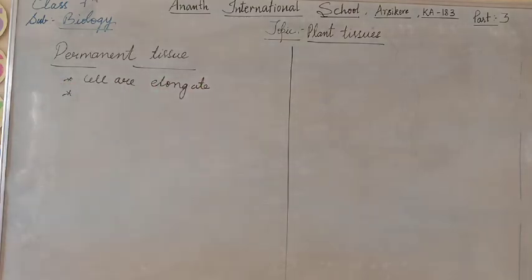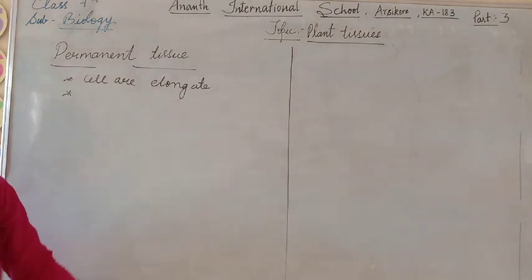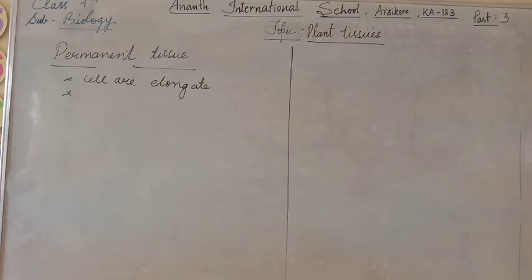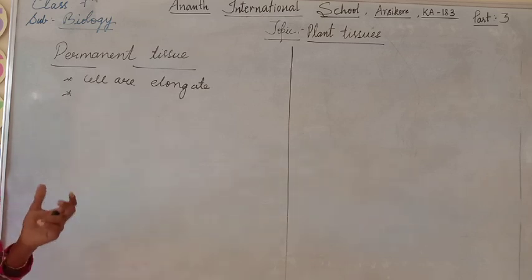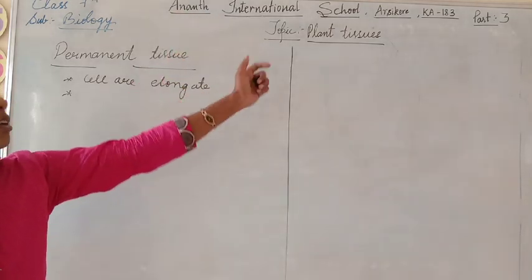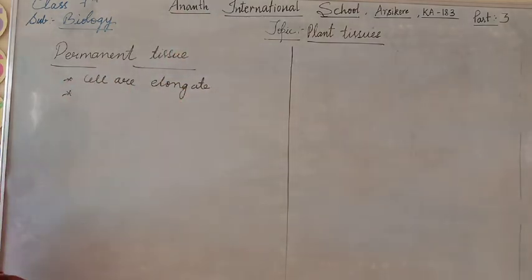Then, once the cells are elongated, maturity is reached. Maturity here means the fully grown, fully developed cells. After the full development takes place in the cell, they get differentiated. So when the cells get differentiated, each cell performs its specific function.